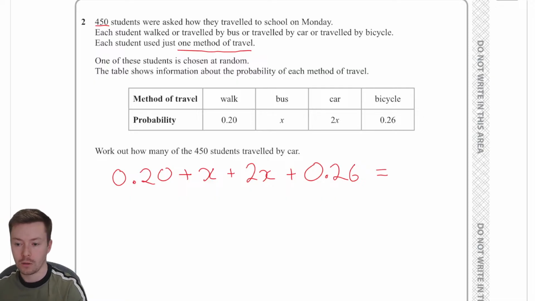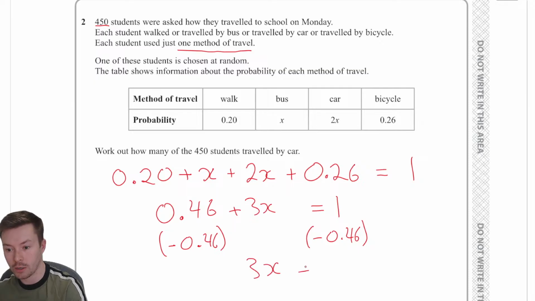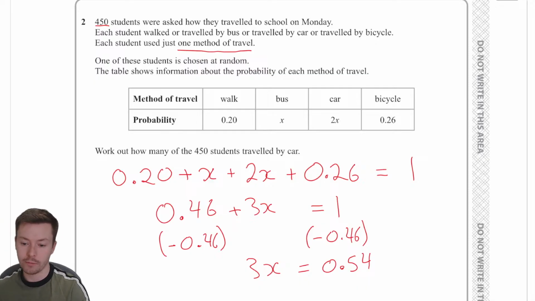We know that this is equal to 1. So 0.2 add 0.26 is 0.46 plus 3x is equal to 1. Going to subtract 0.46 from both sides. And we're going to get 3x is equal to 0.54. We're going to divide both sides here by 3.